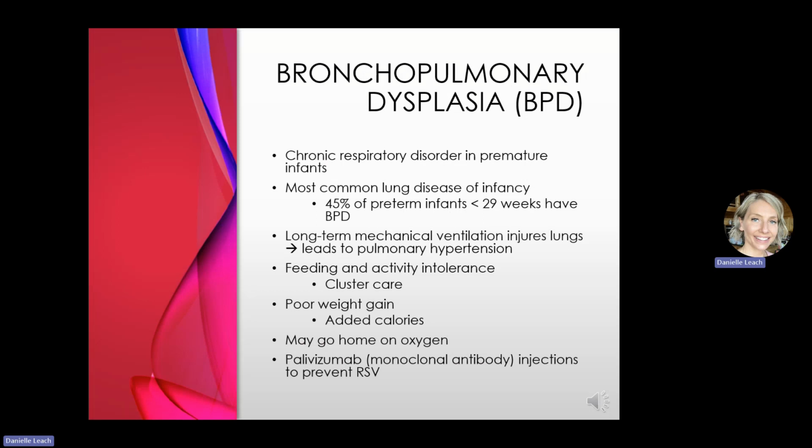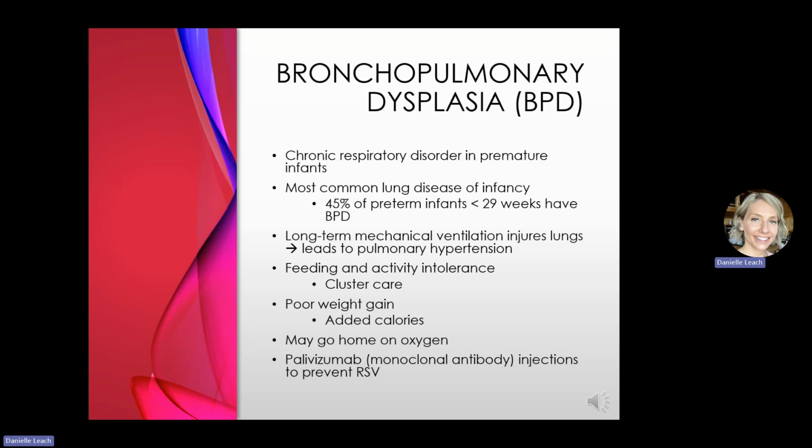Bronchopulmonary dysplasia, also called BPD, is related to respiratory distress syndrome because the babies that are eventually diagnosed with BPD had respiratory distress syndrome as a premature infant. This is a chronic respiratory disorder in premature infants that's treated with a high concentration of oxygen and possible mechanical ventilation. It's the most common lung disease of infancy. Almost half of preterm infants that were born at less than 29 weeks will be diagnosed with BPD.